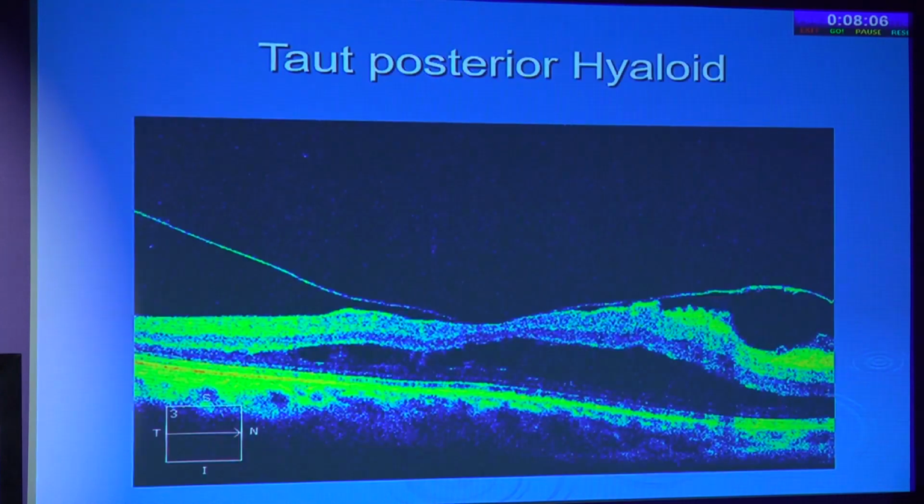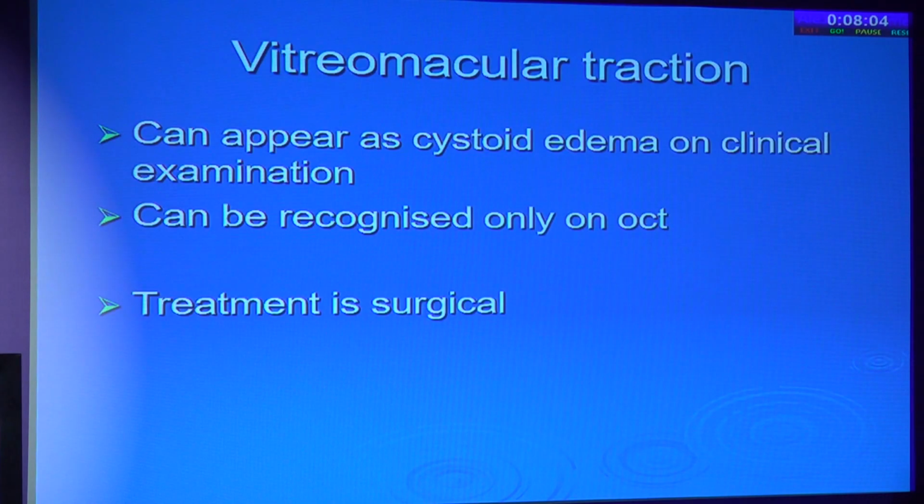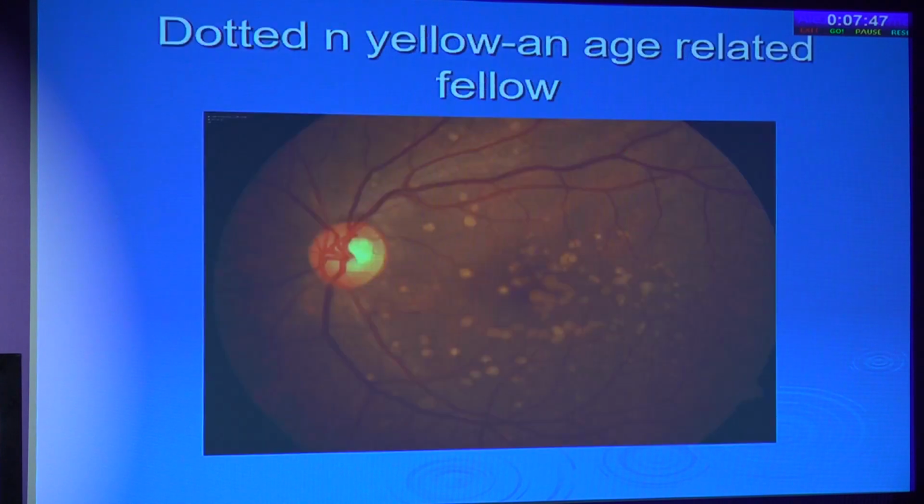This is post-op. We'll just rush through all that. Yeah, again, vitreomacular traction will occur as just a kind of glistening there, and it can appear as cystoid edema. You may mistake it for cystoid edema unless you do an OCT. And again, you should remember that it is one of the subtypes of diabetic macular edema, which should not be treated by injection. So OCT will give you the answer.